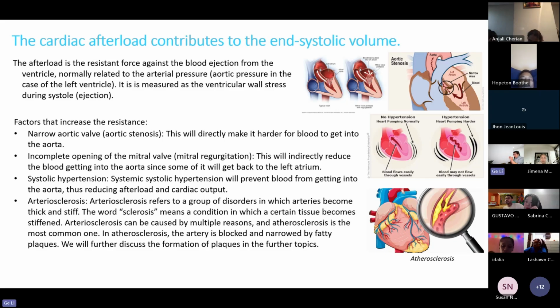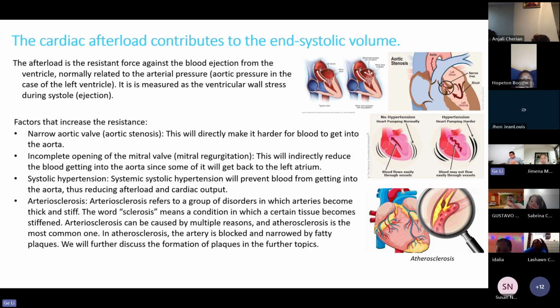And then another thing. The left ventricle wants to push the blood into the aorta, and what if this person has extremely high systemic blood pressure? Then it makes it even harder for the blood to be pushed into the aorta. So hypertension is another factor that increases the afterload. It makes it harder for the left ventricle to push blood all the way into the aorta.